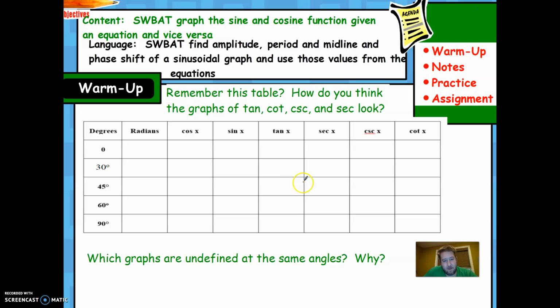We're going to be doing all the reciprocal graphs in this video for all the trig functions. This is a table that you should be very familiar with by now. I know I've done this in other videos, but I'm going to do it again because it becomes very valuable in graphing the reciprocal functions.